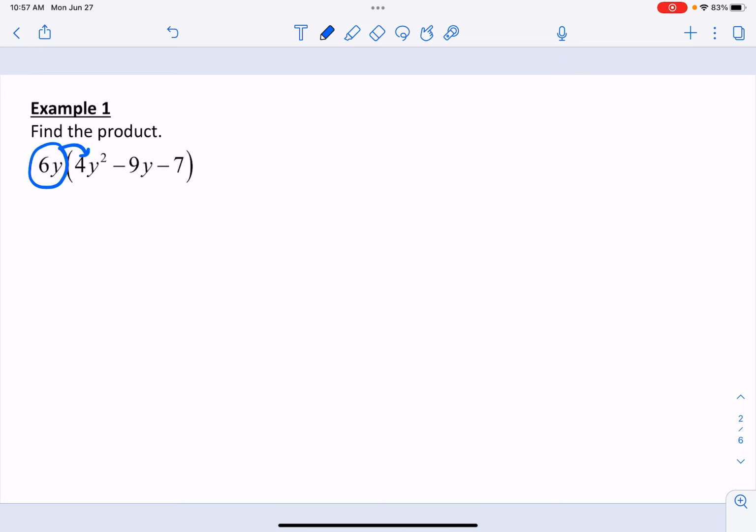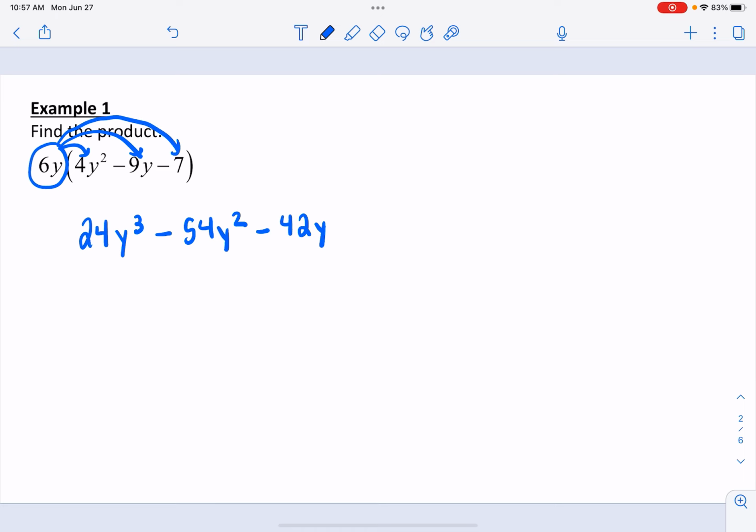So you have 6 times 4, which is 24. You have a y times a y squared. You add your exponents to get y to the third. Then 6y gets multiplied inside to the 9, so 6 times 9 is 54. Y times y, add your exponents, y squared. And then I have 6 times a negative 7, that turns into a negative 42y. So it's just distributing the 6y in.